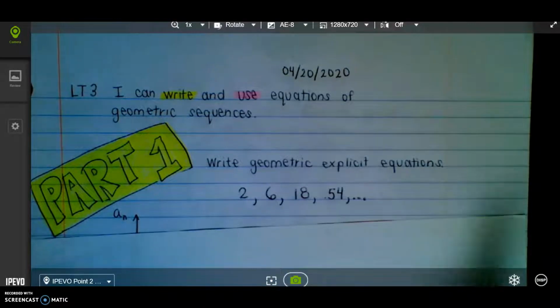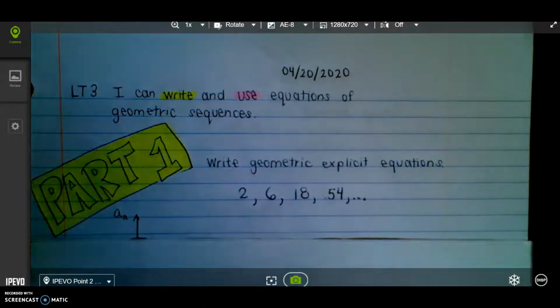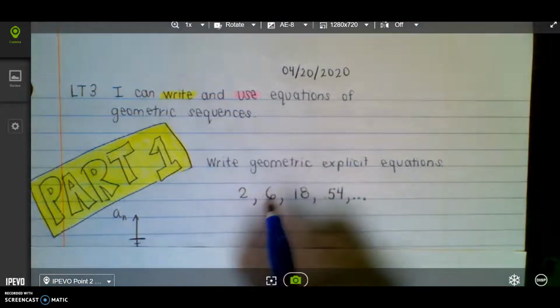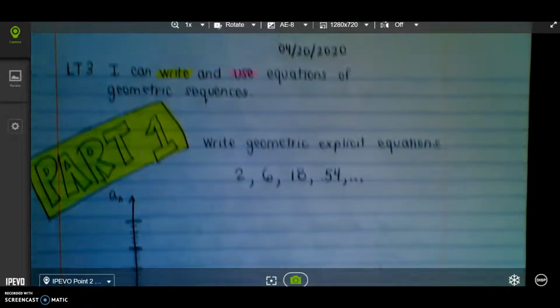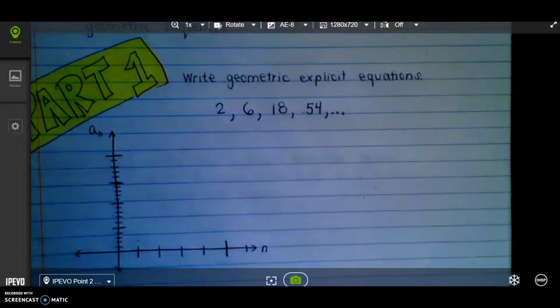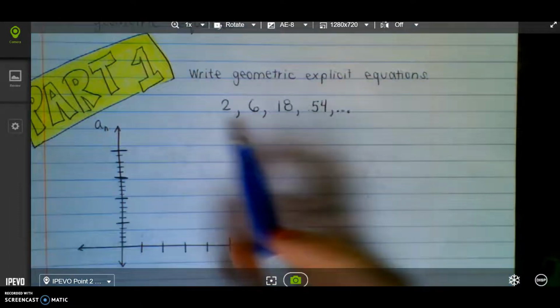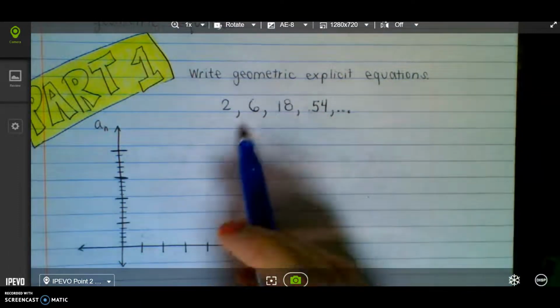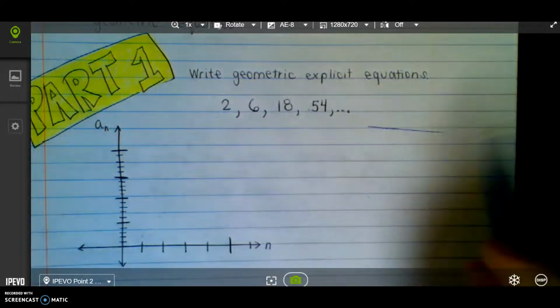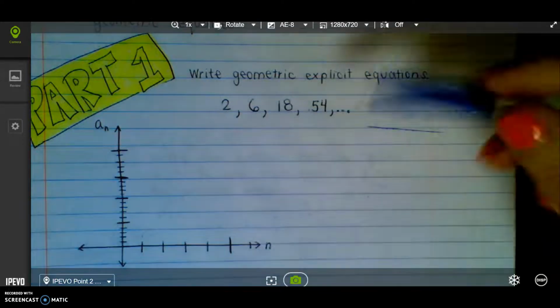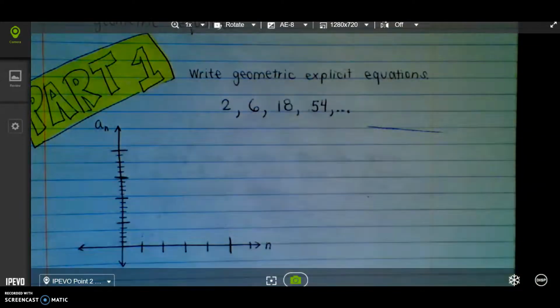So part 1, we're going to write a geometric explicit equation for the sequence 2, 6, 18, 54. The reason we use equations for geometric sequences is so that we can model the sequence, and then use that equation to find some value high up in the sequence without multiplying over and over and over again by that common ratio.